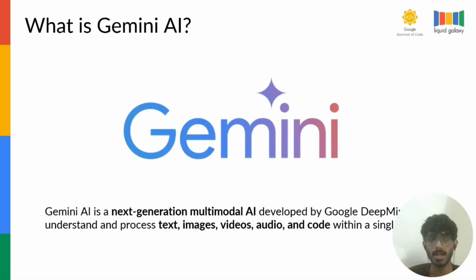So now let's begin by understanding what Gemini is. Gemini is an advanced multimodal artificial intelligence system developed by Google DeepMind. Unlike traditional AI models that primarily focus on a single type of data such as text or image, Gemini AI can process multiple types of data within a single model. This means it can understand and work with text, image, audio, and even code.